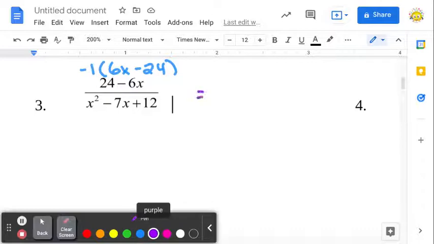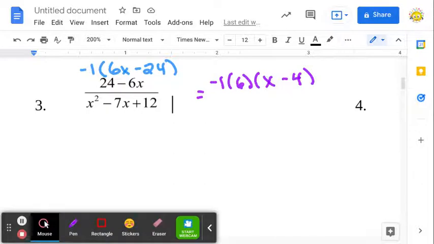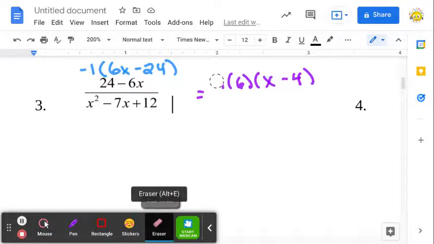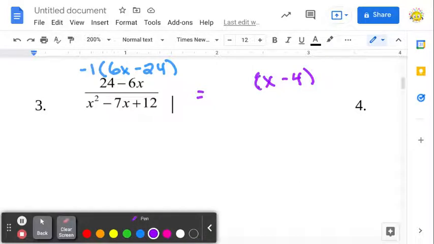So now I have a negative 1 and I'm going to pull out a 6 as a GCF. So then I'm left with x minus 4. Now another way you can look at this, instead of a negative 1 times 6, you could say this is a negative 6. It means the same exact thing, whatever works for you.